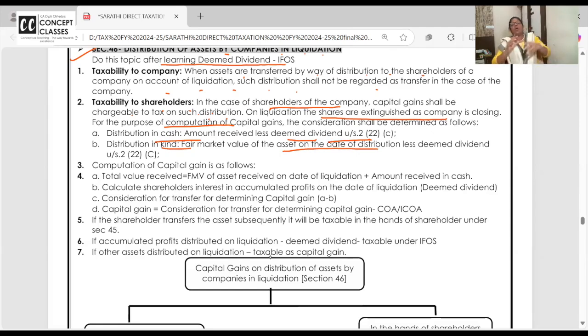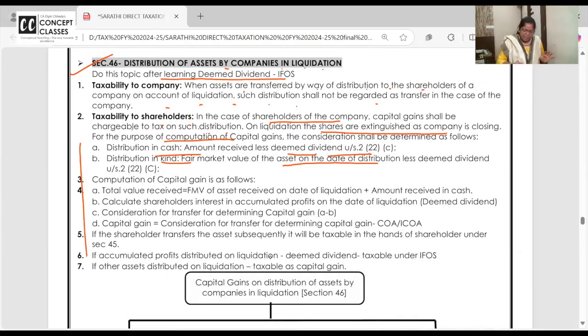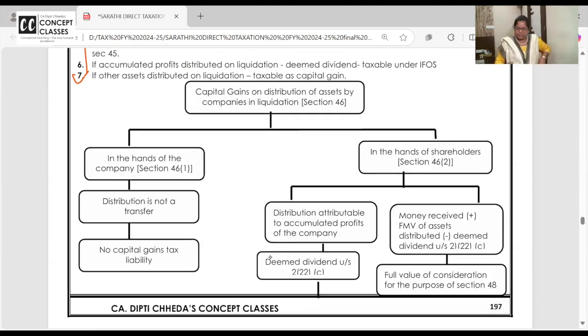In short, on liquidation, the company can give you cash. The company has to give you 8 lakh, 2 lakh cash, 6 lakh property. In that 8 lakhs, how much have I given you against dividend? Nikal do, other source. Remaining is sale consideration. It's very nicely explained in the diagram. I'll surely read this part after solving a question.